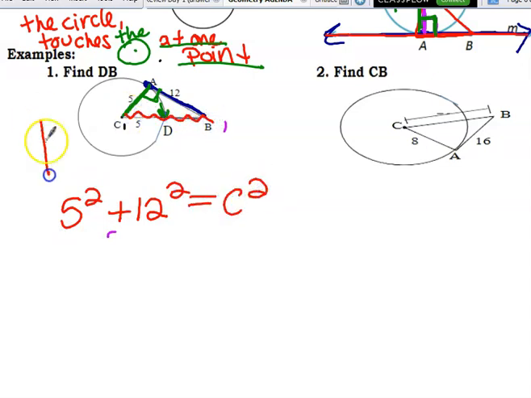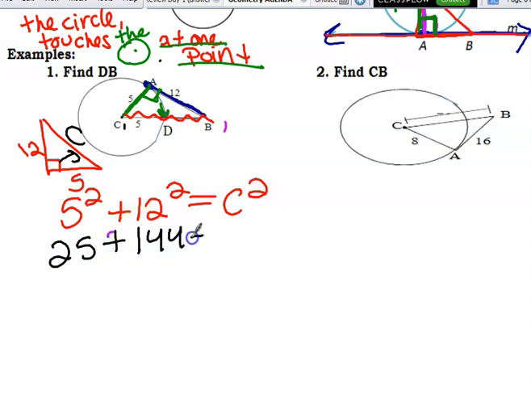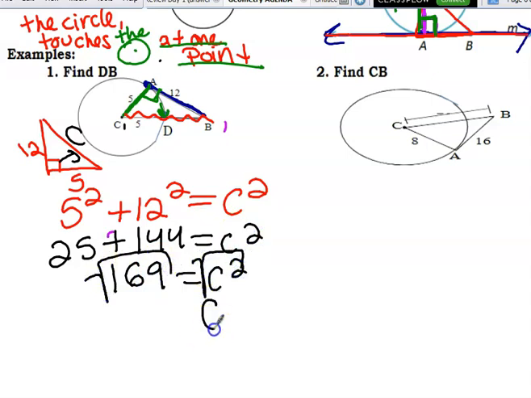All right, so if you want to, you can draw a triangle again. So 5 and 12. If it's possible to listen, I would greatly appreciate it. It really does help to listen while you're writing so you know what we're talking about. All right, 5 squared is 25 plus 144 equals c squared. 169 equals c squared. Square root, because that's the opposite, and that is 13.